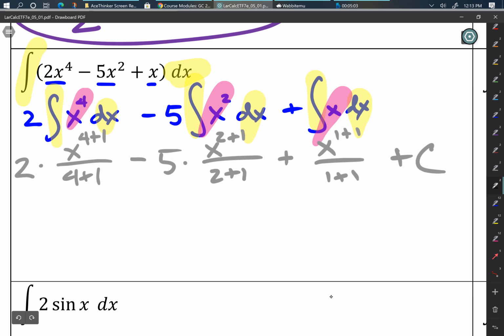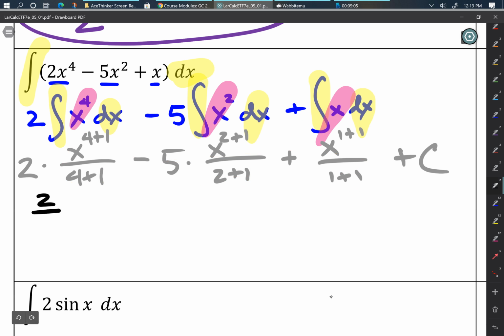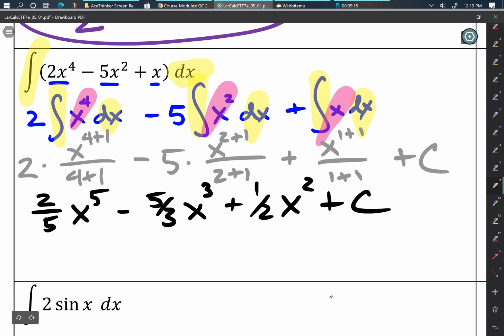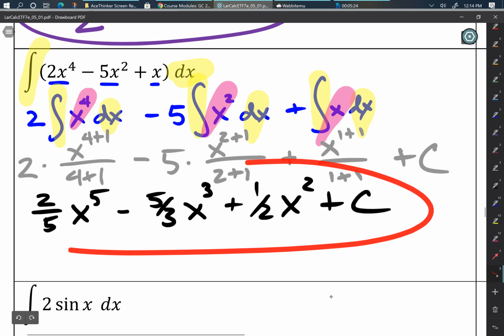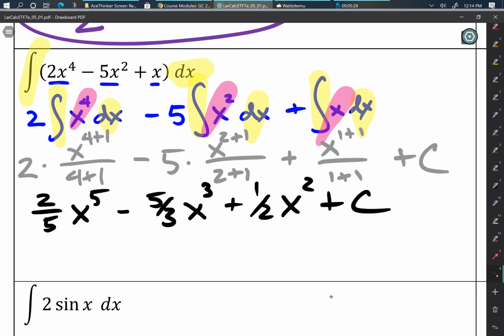Your goal should be to get this to be 2 to the fifth x to the fifth minus 5/3 x cubed plus 1/2 x squared plus c. Ideally, ultimately, you want to be able to go directly from here to here in one step. Okay? That's what our goal should be.